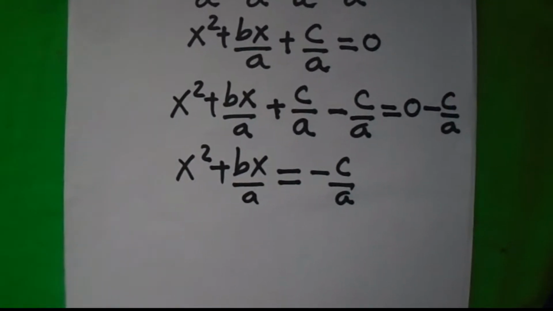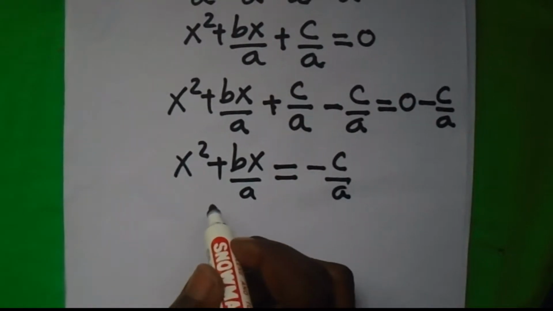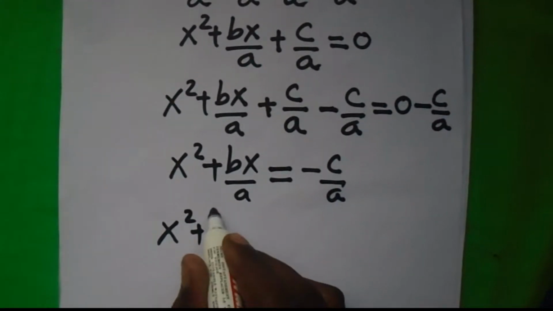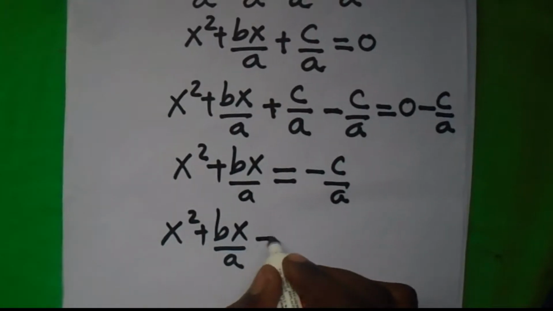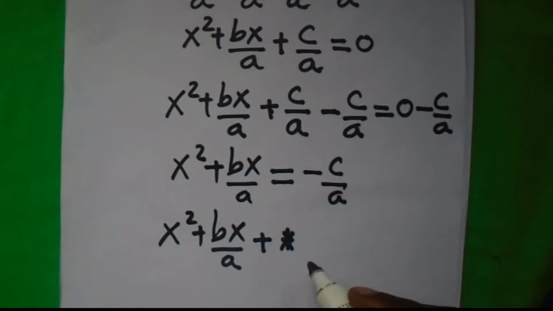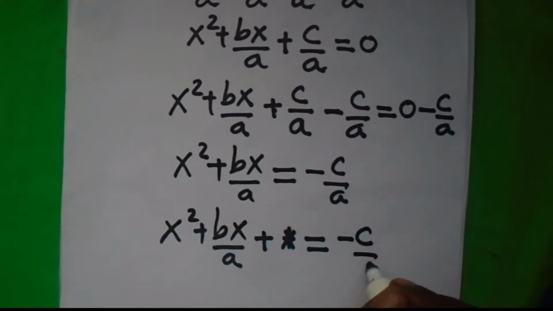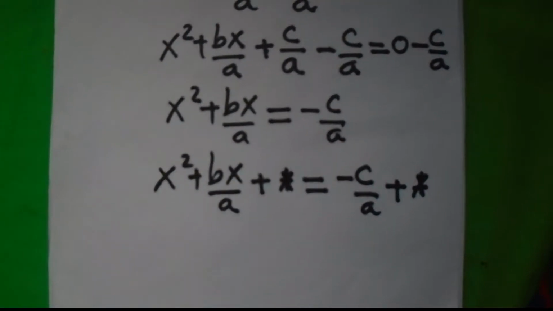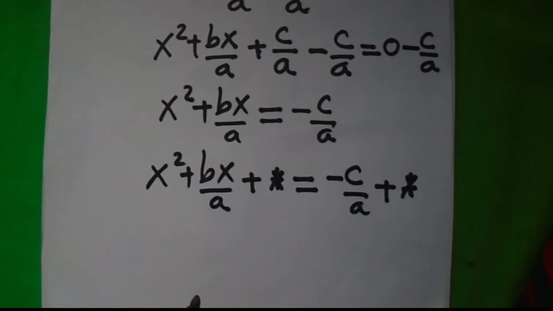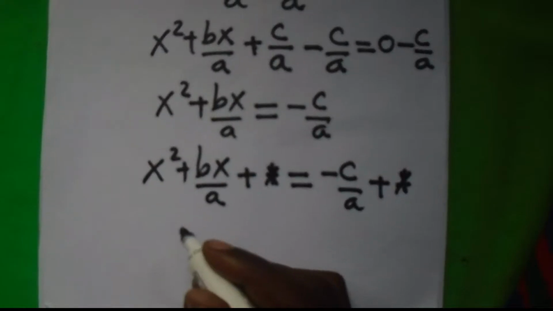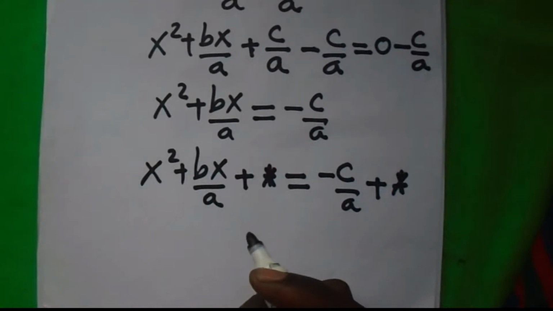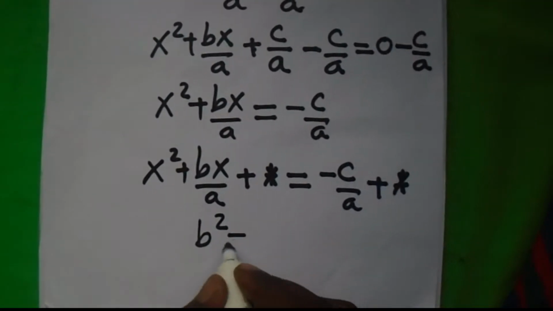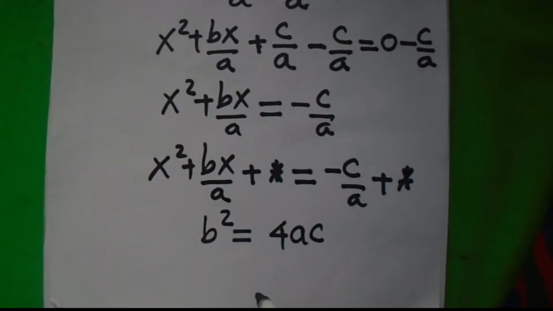After that, we add a certain number to both sides, the left hand side and the right hand side. We have x squared plus bx over a, then we add a certain number, equals to negative c over a. We add a certain number on both sides. Then after adding it, we make the left hand side a perfect square, since the formula for the perfect square is b squared equals 4ac. So we are finding c.